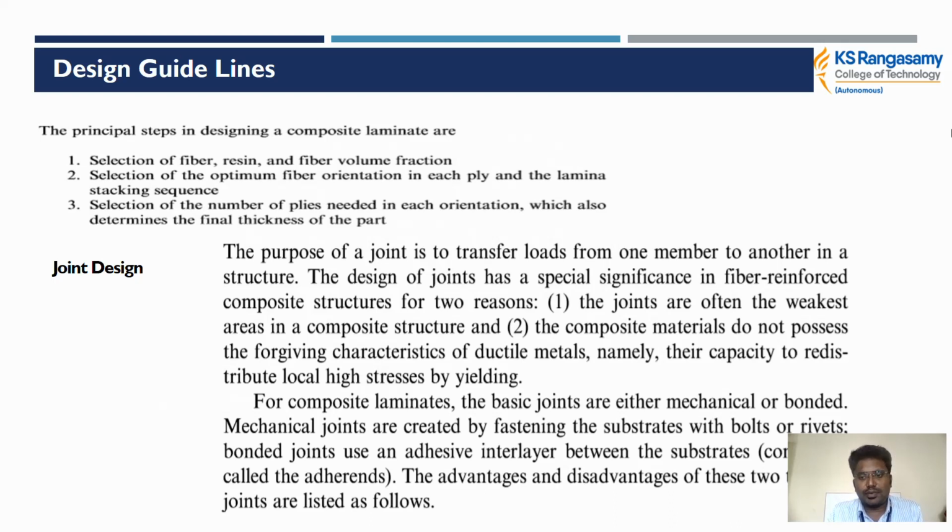And second, composite materials cannot give the characteristics of ductile metals, namely the capacity to resist local high stresses by yielding. So these are the composite laminae. Majorly we do three types of joining. The first is the bonded joint, and the second is the mechanical joint, created by fastening the substrates with a bolt or rivet. The bonded joint uses an adhesive interlayer between the substrates in the joint site.